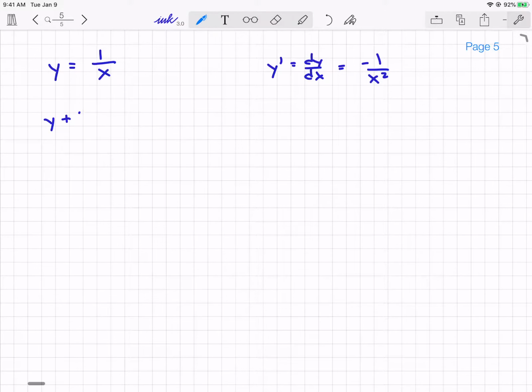So I've got y plus dy equals 1 over x plus dx. I'm going to do something a little odd here. I'm going to rewrite this right side as 1 over x plus a. And I don't know what a is. Why on earth am I doing this? Because I want to ultimately eliminate y from both sides. All right, that's my goal.